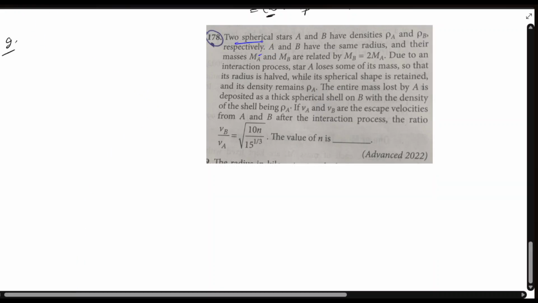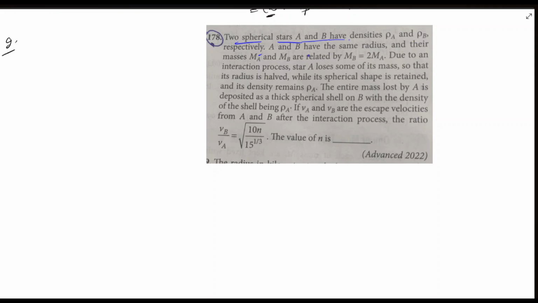So we have two spherical stars A and B, with densities rho A and rho B. A and B have the same radius. So let's make a diagram. This is A and this is B. They have the same radius, so we'll just consider it as R. And the masses of A and B are related like this: MB is 2, so let's just write it as 2M, and this is M. Due to an interaction process, star A loses some of its mass so that its radius is half.